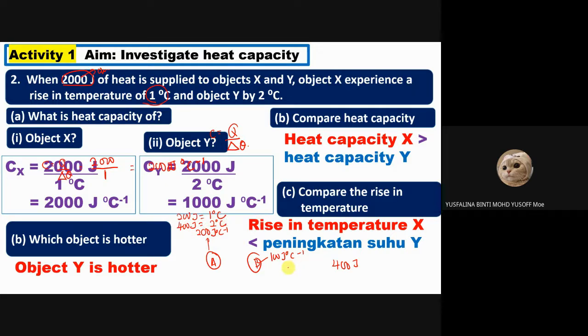Okay, for object B, if I give 400 joule, yes. If 100 joule, it will increase 1 degree Celsius. So if I give 400 joule, it will increase 4 degrees Celsius. So you can see here, the lower the heat capacity, the higher the increase in temperature if you compare with A. Okay, so can you understand?